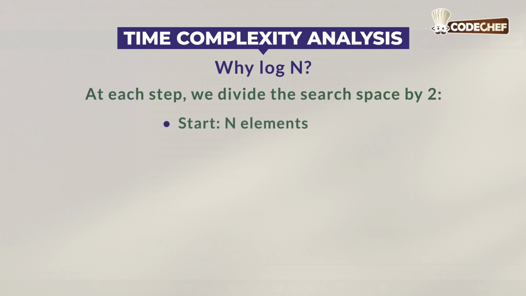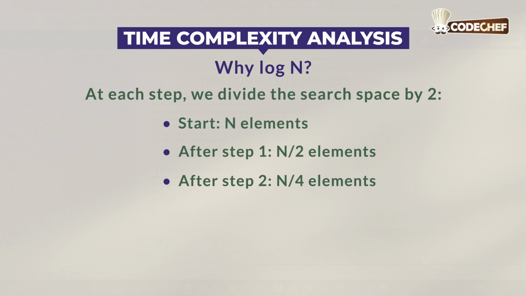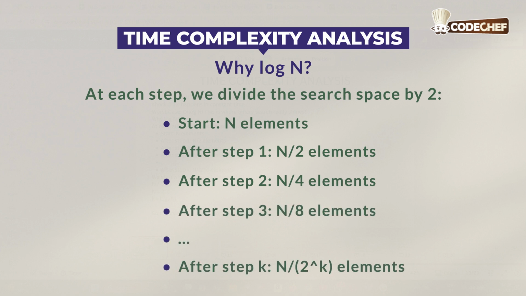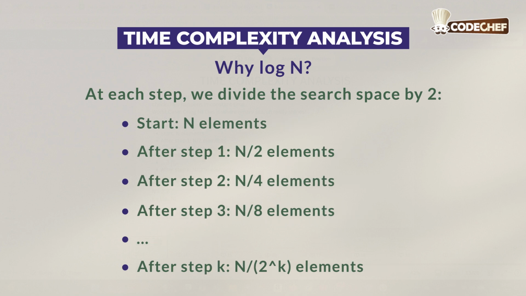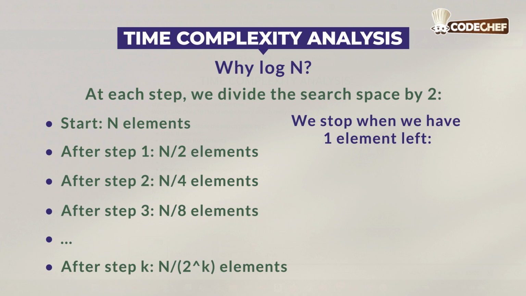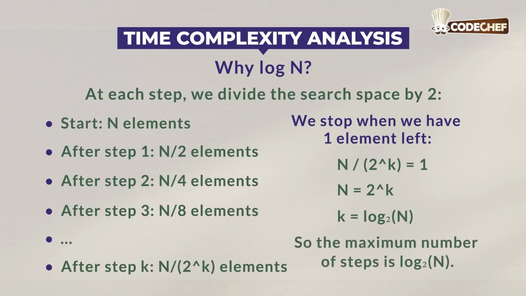We start with n elements. After step 1, it is n by 2 elements. After step 2, n by 4. After step 3, n by 8. And so on and so forth. And after step k, it becomes n divided by 2 raised to k elements. We stop when we have one element left. So n divided by 2 raised to k is 1. So if n divided by 2 raised to k is 1, n is equal to 2 raised to k and k is equal to log to the base 2 of n. So the maximum number of steps is log to the base 2 of n.